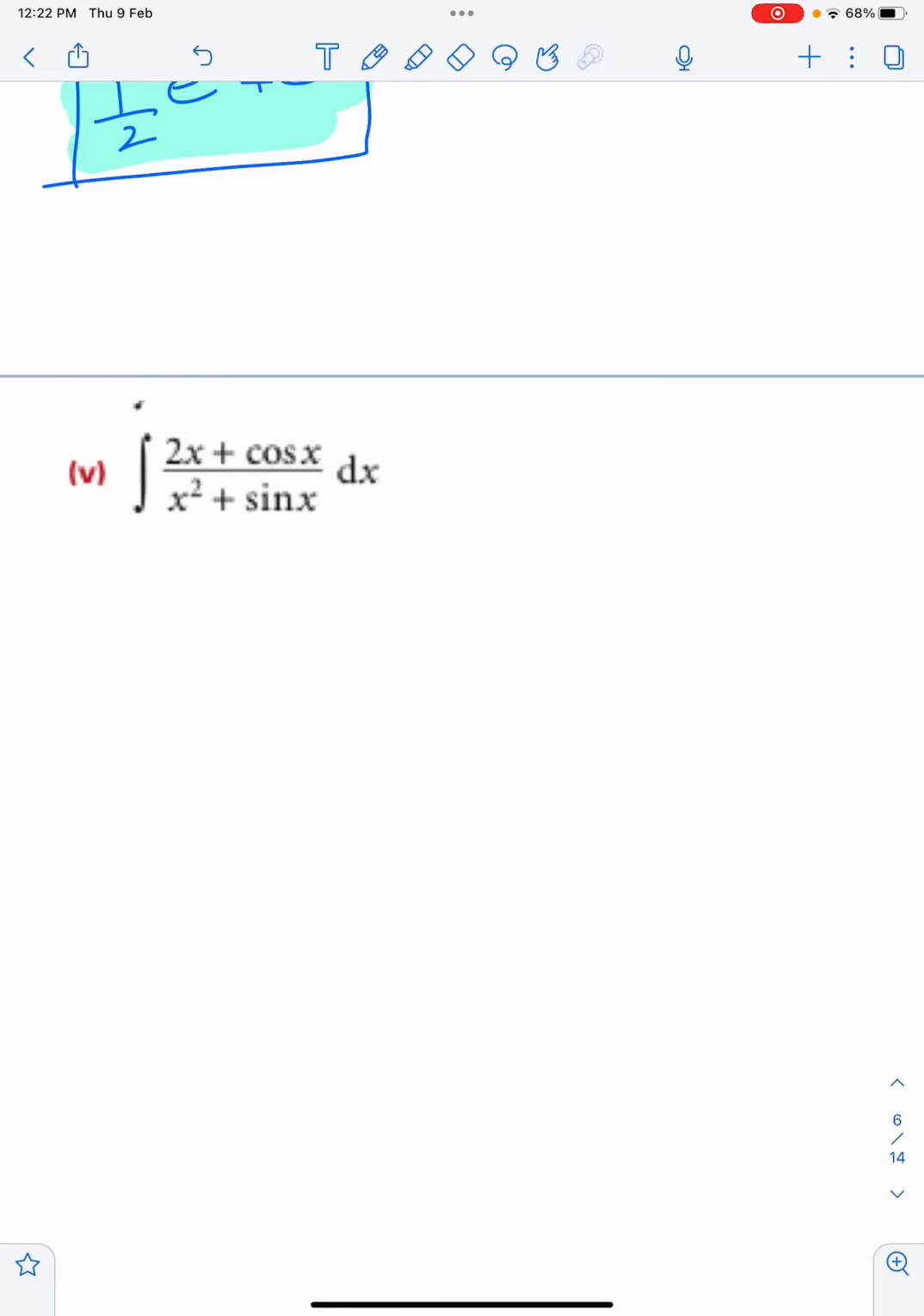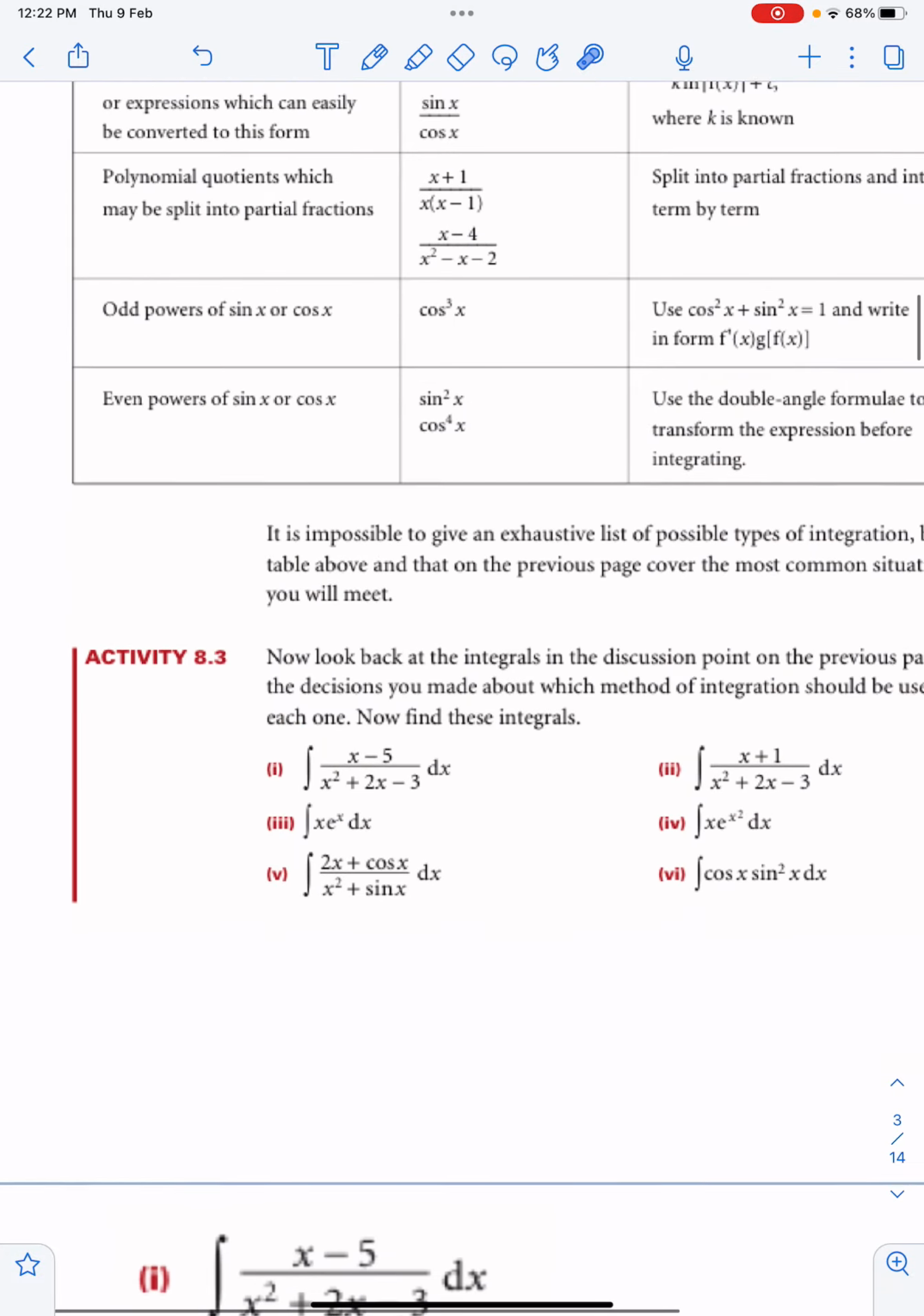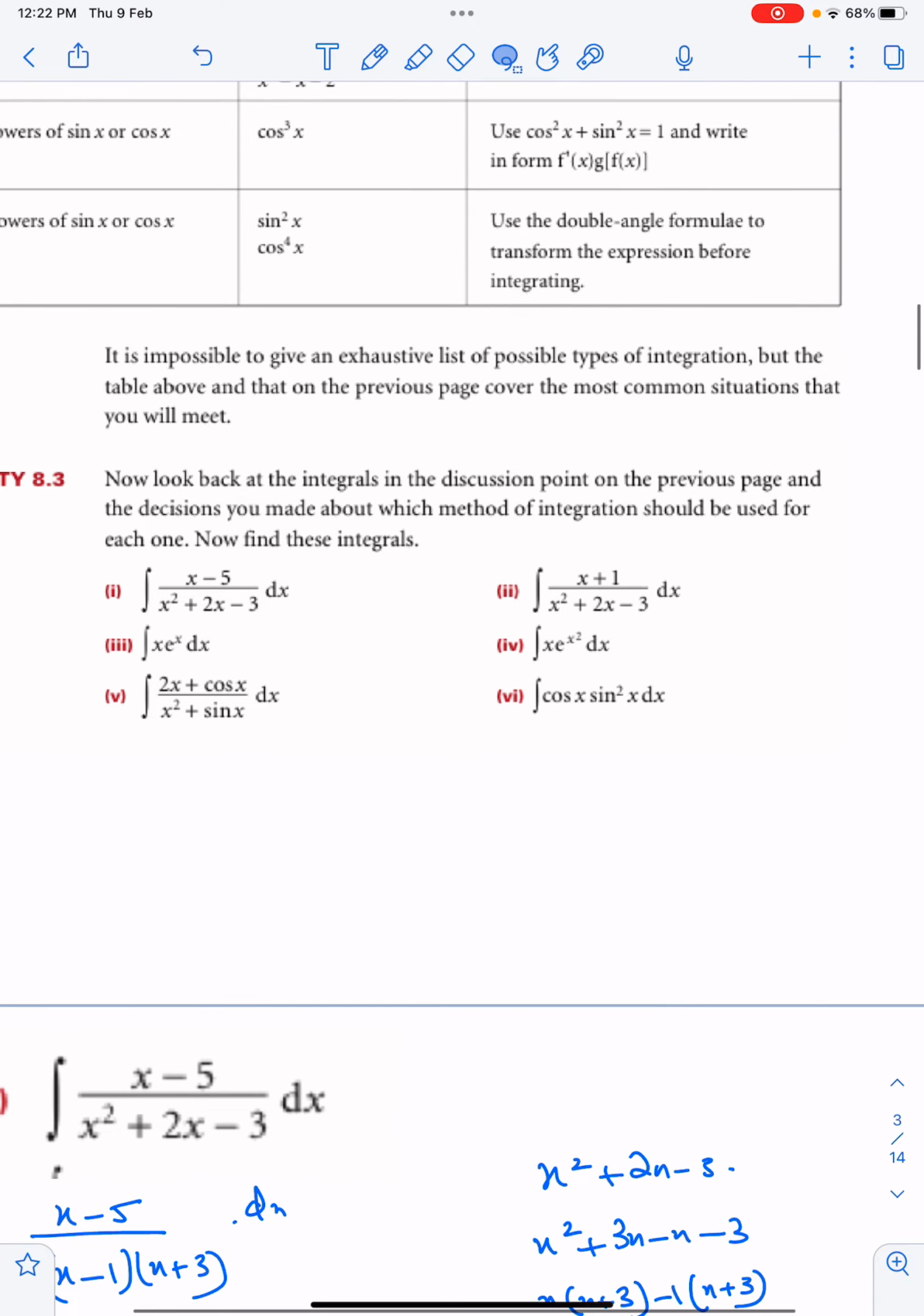Okay, now if you notice, the derivative of this is 2x plus cos x. Differentiation of sin x is cos x, which is already found in the numerator. So you can just simply write ln x square plus sin x plus c. Okay, so this is very simple. We are actually doing it by recognition. By looking at the question, we are seeing that whatever is in the denominator, if the derivative of that is found in the numerator, we can use ln. Otherwise we go with partial fractions. Okay, the next question.